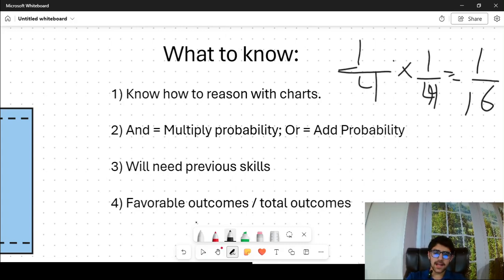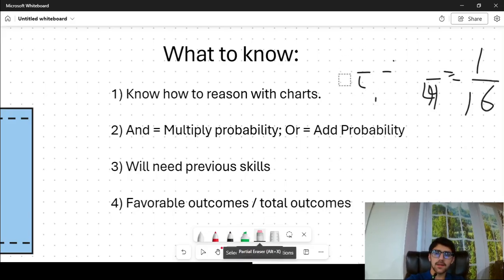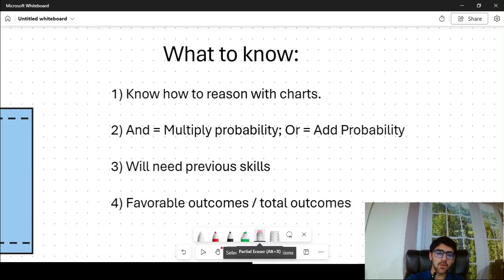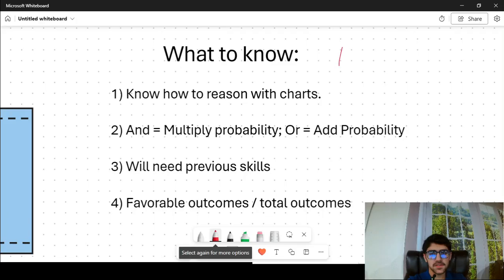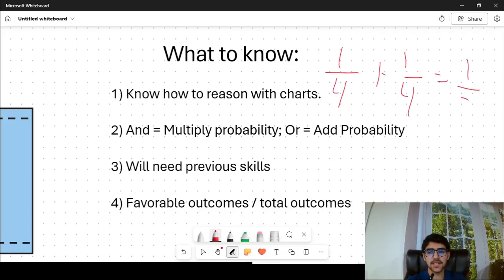And then on the other hand, if it asks you for "or," you would add the probabilities. So let's say an example. What is the probability of pulling a red or blue marble? So right there, let's say there's a 1/4 chance of pulling a red marble, and then a 1/4 chance of pulling a blue marble. So then you would add those, and you'd have 1/2 chance to pull a red or blue marble. So that might pop up.